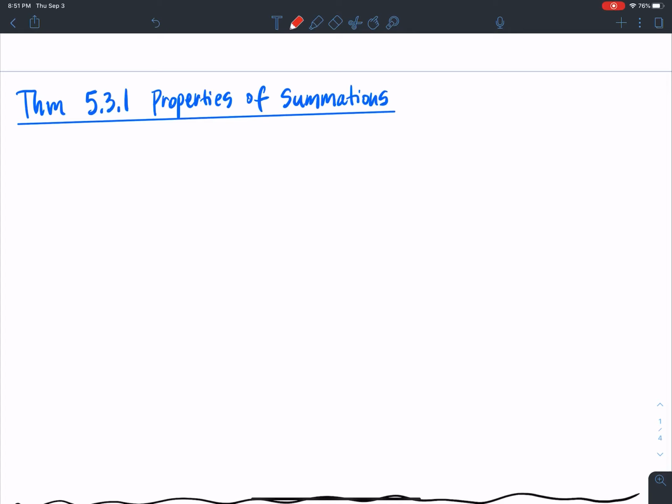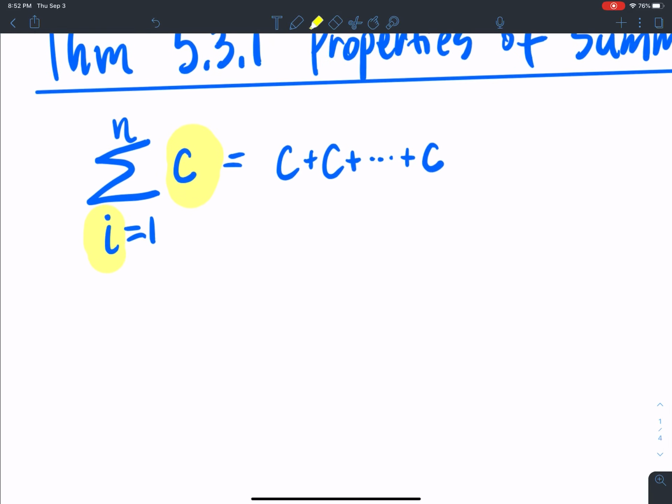Properties of summations. So in this video, we're going to talk about the different properties that summations have. Say that we have a sum from i equals 1 to n of c. What this says is I'm going to add c over and over and over again. Why is it the same thing over and over? Because my index here is i, but as you see, there is no i in there. It's just the same constant over and over.